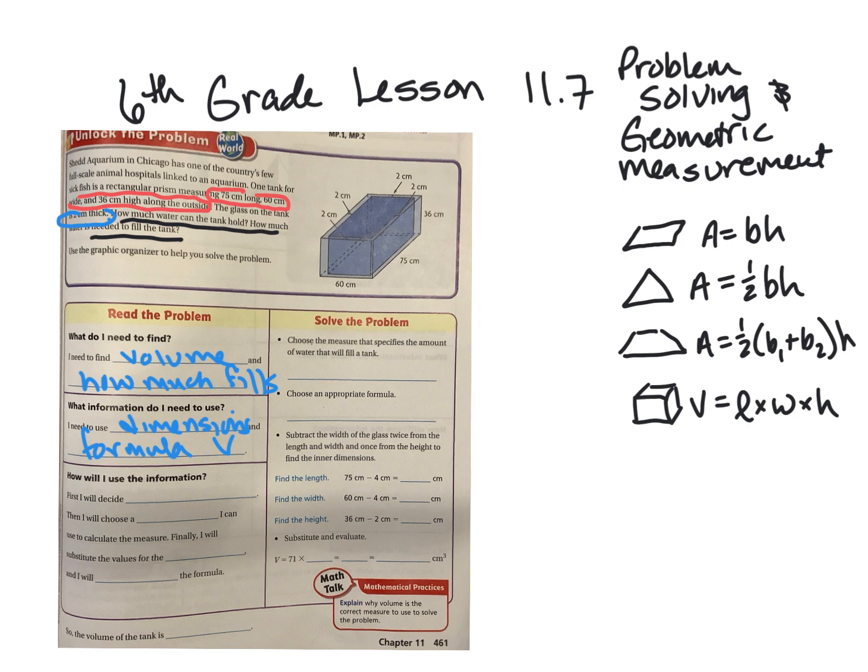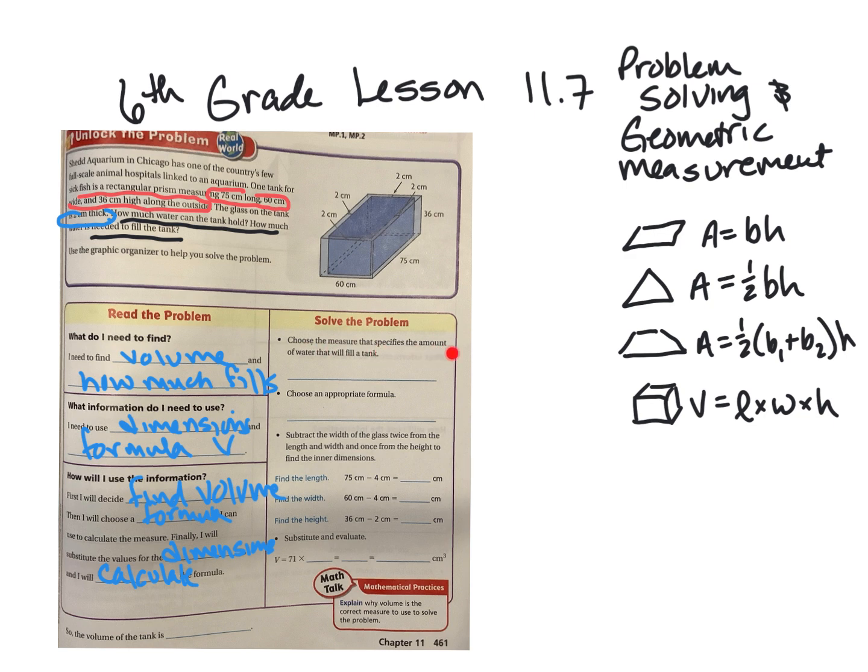How will I use this information? Well, first, I will decide that I need to find volume. Then I will choose the formula I need for volume of a rectangular prism and use that to calculate. Finally, I will substitute the values of the dimensions, the 60, 75, and 36, and then I will calculate the formula. I think those are reasonable answers.